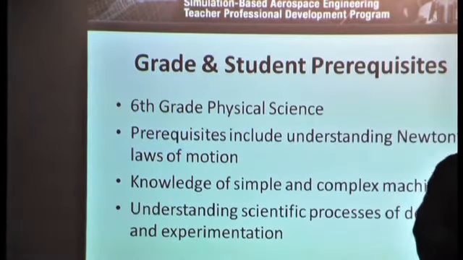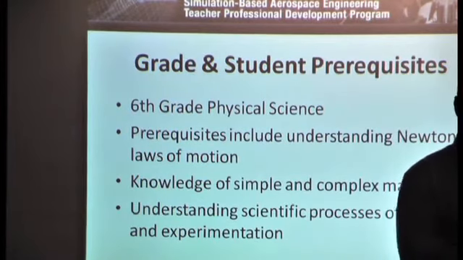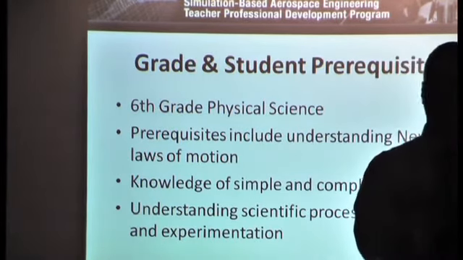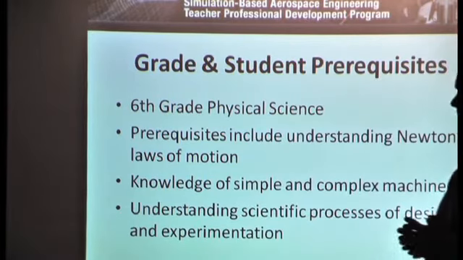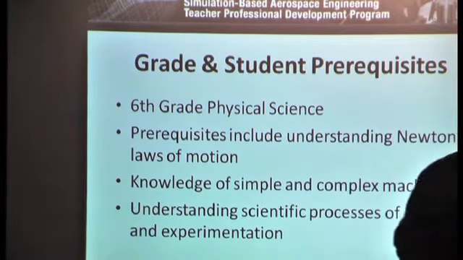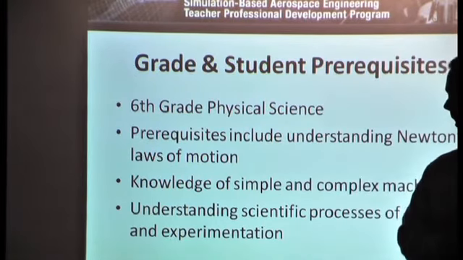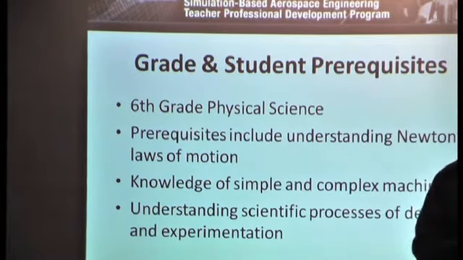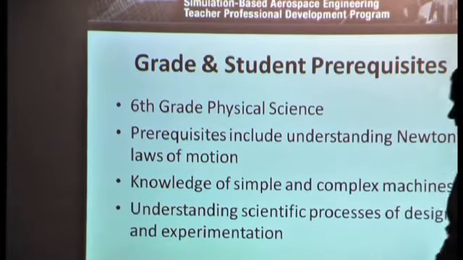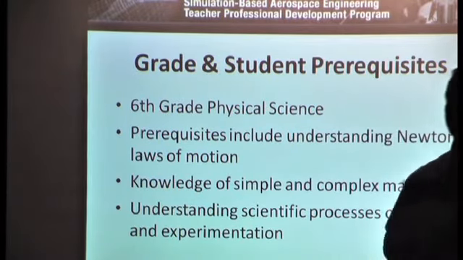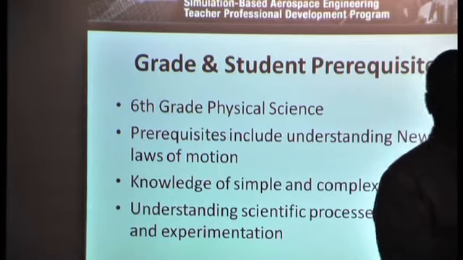Okay, so this is geared towards 6th grade physical science students. The prerequisites would be that earlier in the year we would have already taught them about Newton's laws of motion. They would have some knowledge of simple and complex machines, which is also part of the curriculum that we use. And to understand the scientific processes of design and experimentation, and I have a diagram here that explains that. This is found in your Eclipse packets.